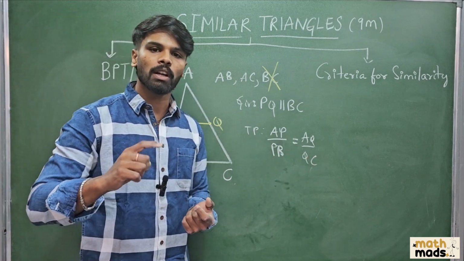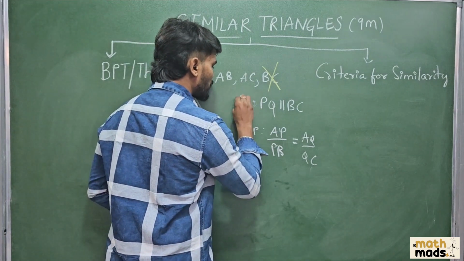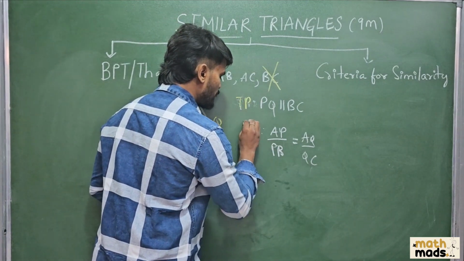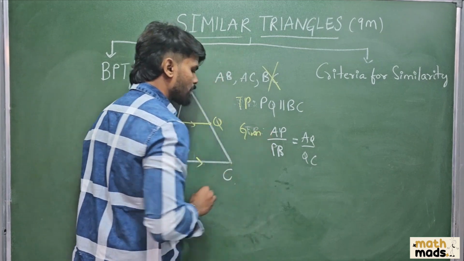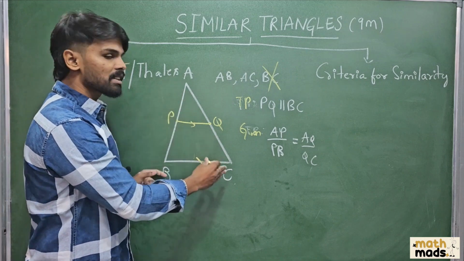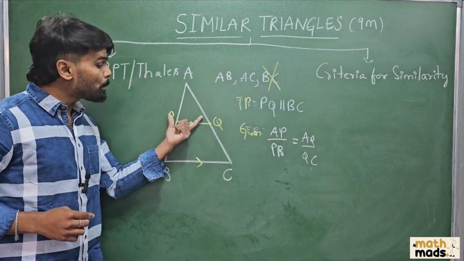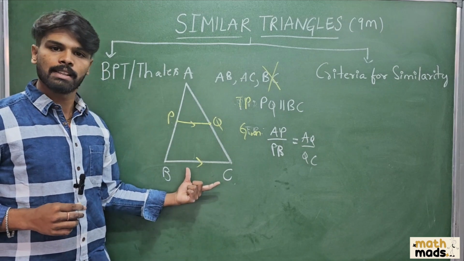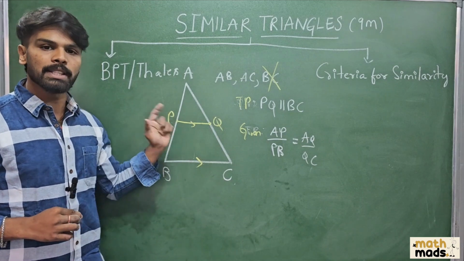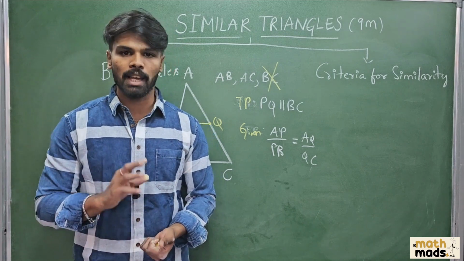Now what happens if I want the converse of it? Converse means simple. Your given will become your to-prove and your to-prove will become given. Simple thing. Now what will the statement be? If a line divides two sides of a triangle in the same proportion, then this line will be parallel to the third side. Simple. This is your basic proportionality theorem, and in the upcoming videos we'll solve more and more problems related to it.